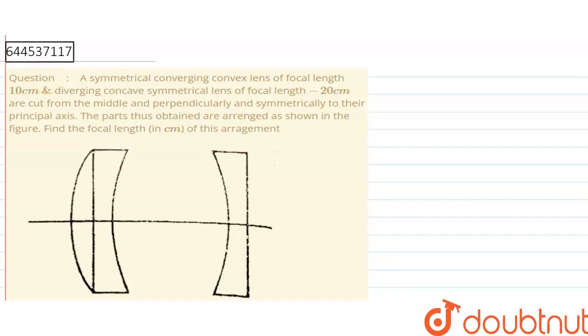Question: A symmetrical converging convex lens of focal length 10 cm and a diverging concave symmetrical lens of focal length minus 20 cm are cut from the middle and perpendicularly, symmetrically to their principal axis. The parts thus obtained are arranged as shown in the figure. Find the focal length of this arrangement.